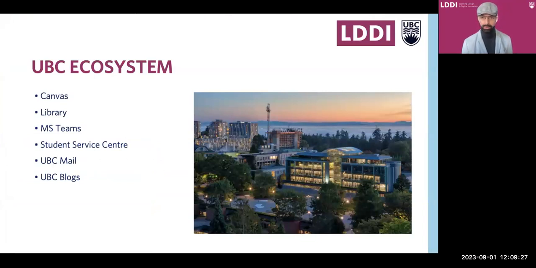Then we have UBC Mail, of course, the platform that we use for emails. You get an email address as a student, but of course, you're free to use any email in your experience, just know that you have access to that. And we'll be providing the link as well, so you can go there if you want to get access to your email. And finally, UBC Blogs, which is a platform at UBC that we use for blogging. And many courses sometimes use this platform for working on assignments or even creating modules, these kinds of things. So that's the UBC ecosystem.